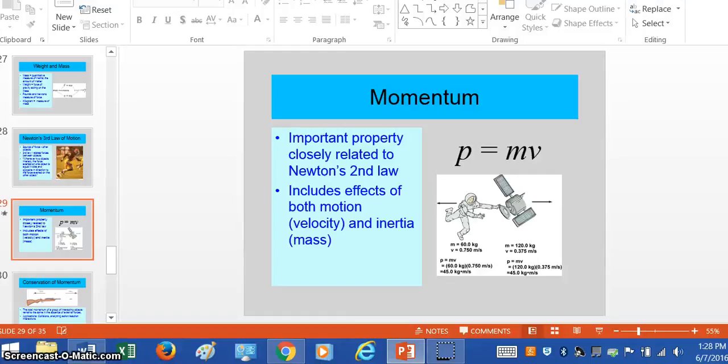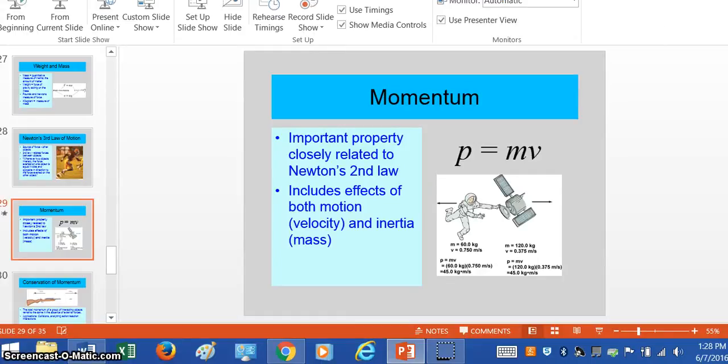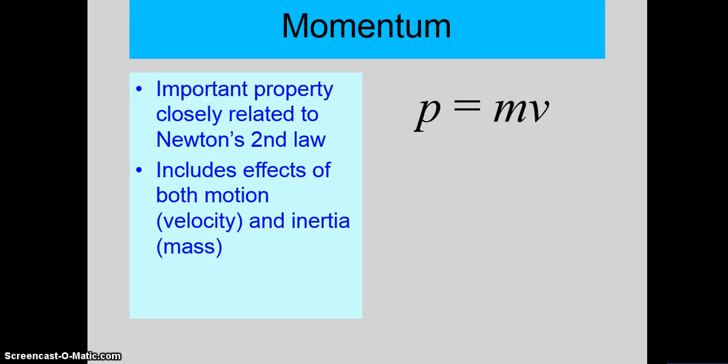Okay, so we're going to talk about momentum, and this actually comes from the third law of motion. Remember, for every action on an object, there's an equal and opposite reaction on a different object. So this basically comes from that. So momentum gets the symbol P.